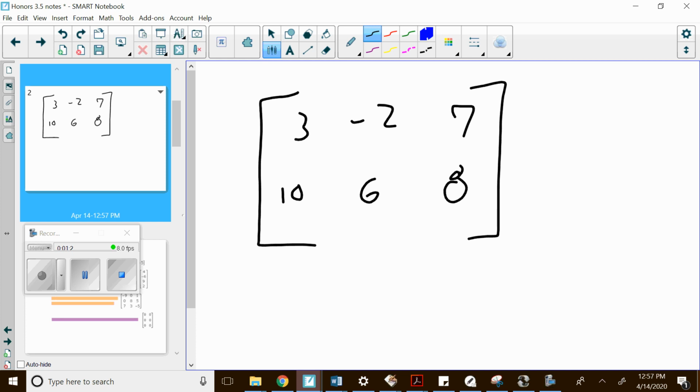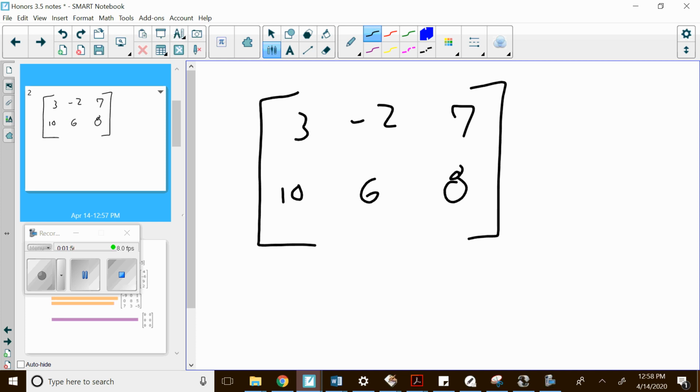Matrices are bracketed, and what matrices are used for in the real world is a lot of coding and computer programming, how to do calculations super quickly on multiple pieces of information. So solving equations and solving systems you can use matrices for. There's a good amount of application in math that matrices have, and so I just want to teach you just a little bit about it.